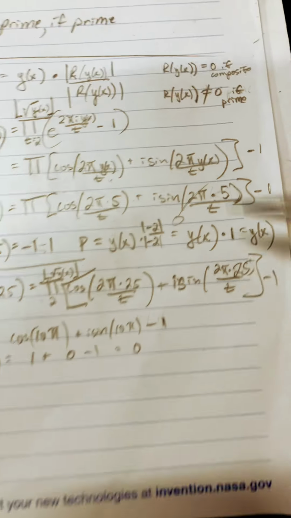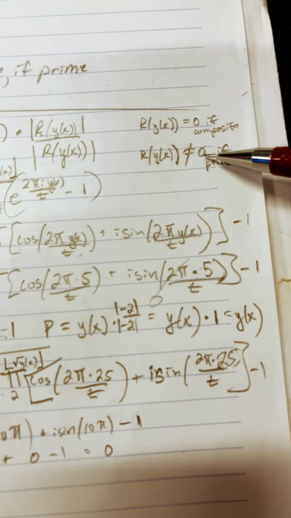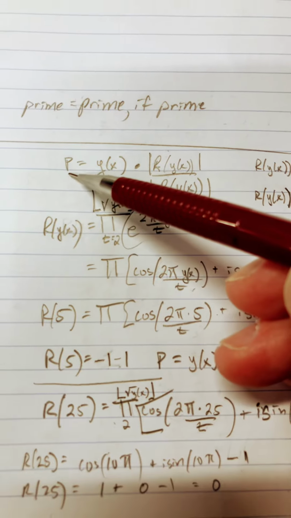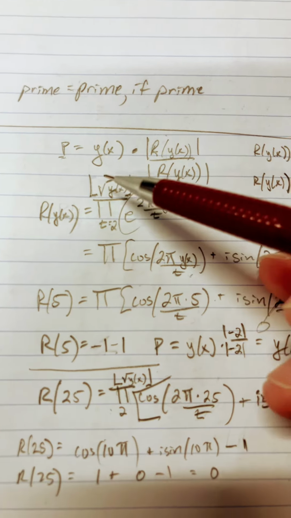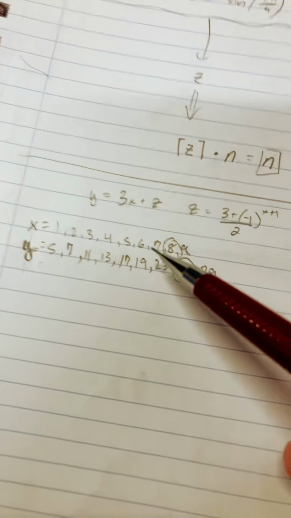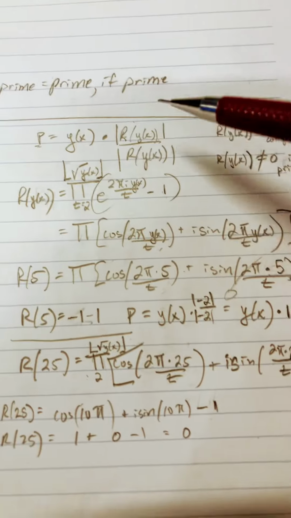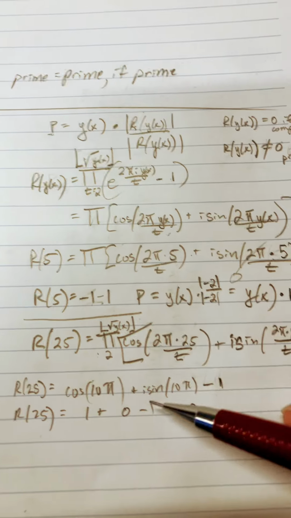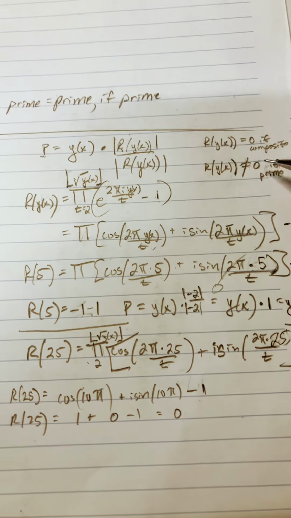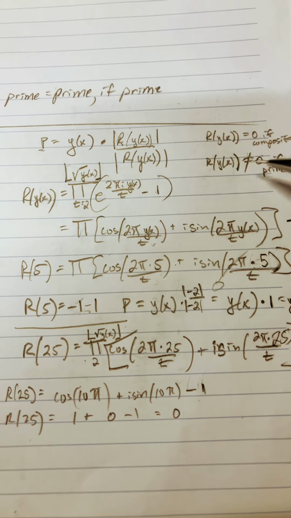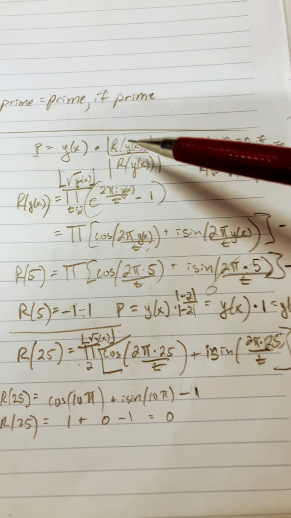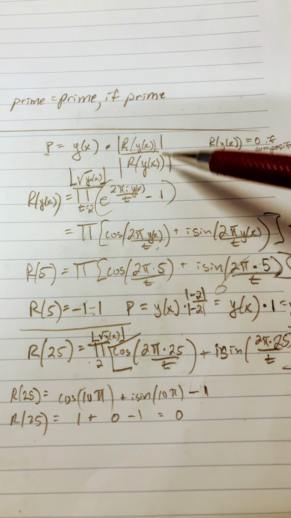And if it's not composite, it won't equal 0. And that's where your p, we'll call this the prime function, is your y of x function, which is this here, times your r function, which is either 0 or not 0, divided by itself. And you could probably square these instead of using absolute values.